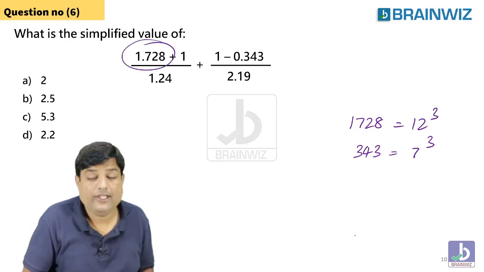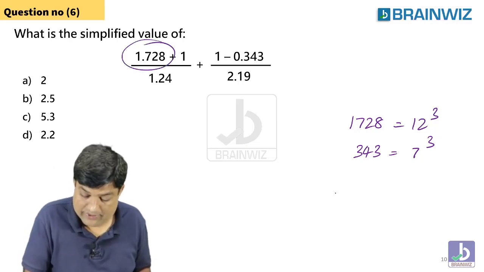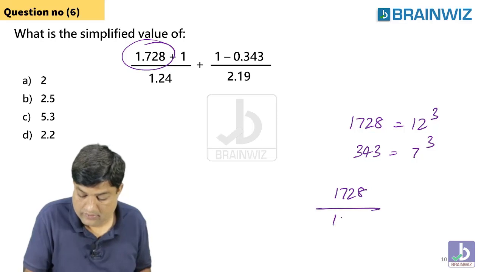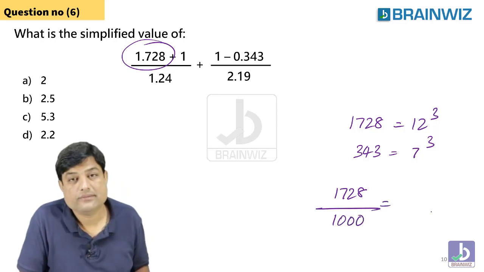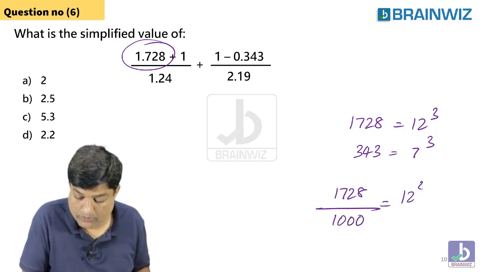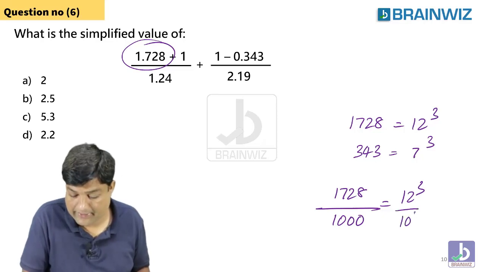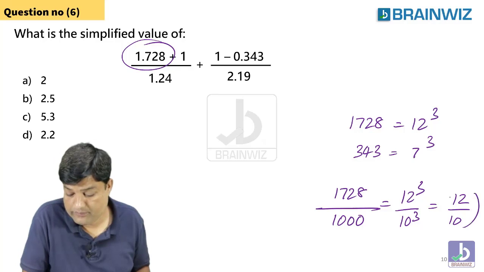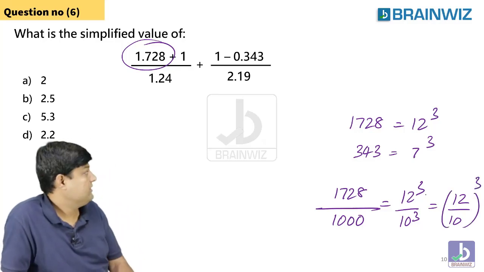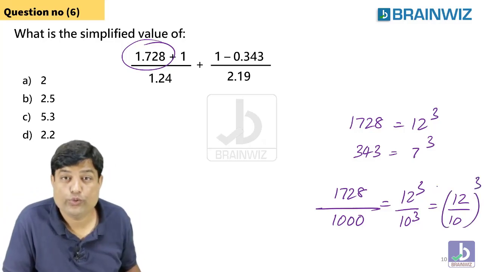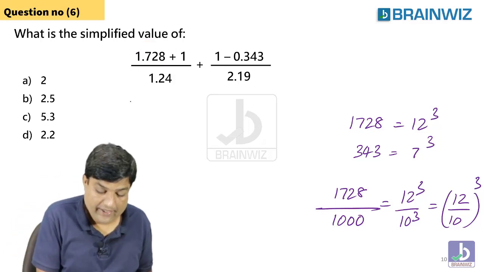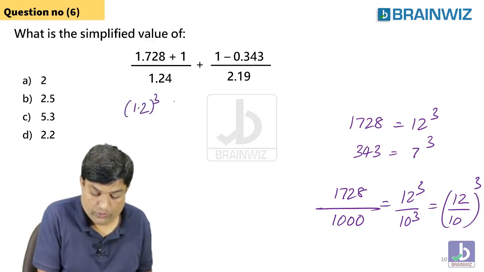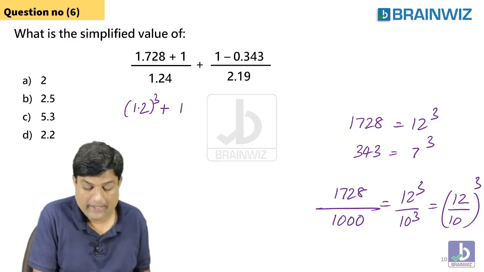This is 1728 divided by 1000. So we all know that 1728 is nothing but 12 cube and 1000 is nothing but 10 cube. So we can say here 12 by 10 whole cube. 12 by 10 whole cube is nothing but 1.2. So I can write down here 1.2 whole cube plus 1.